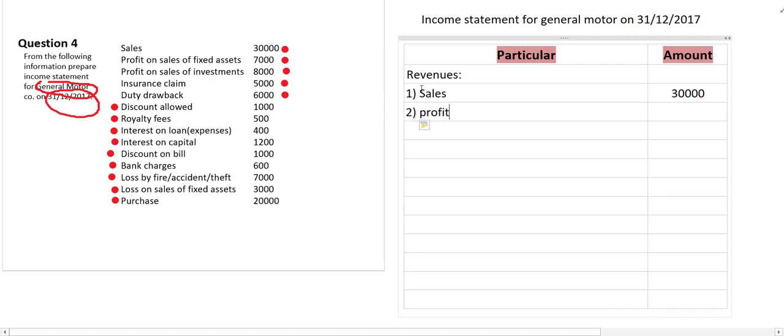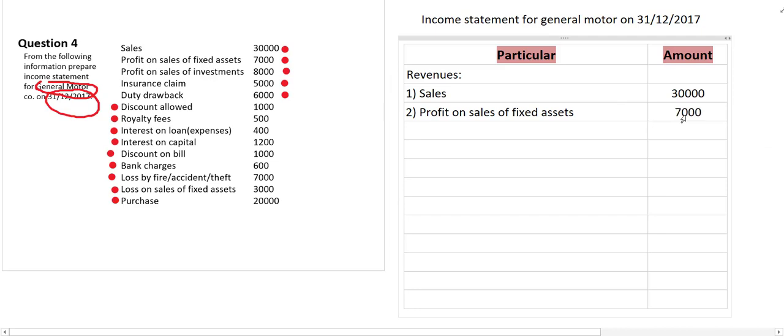Profit on sales of fixed assets. How much profit did we make here? 7,000.